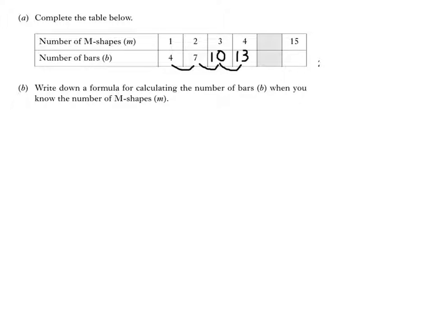Next, we're being asked to work out a formula for calculating the number of bars B when you know the number of M shapes. So if it's to calculate the number of bars B, then our formula is going to start B equals something times M plus or minus a number. To work out what's timesing the M, that's the number we're going up by each time. So this is going up by 3s as we saw before, so B is equal to 3 times M.